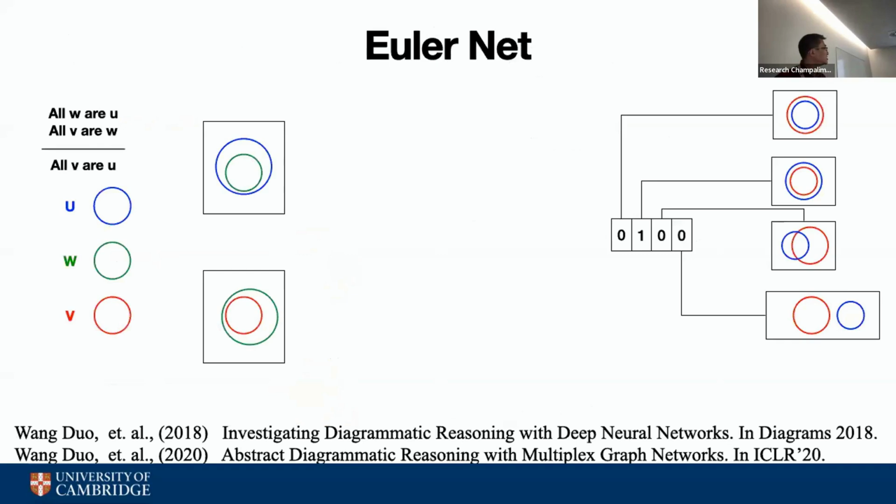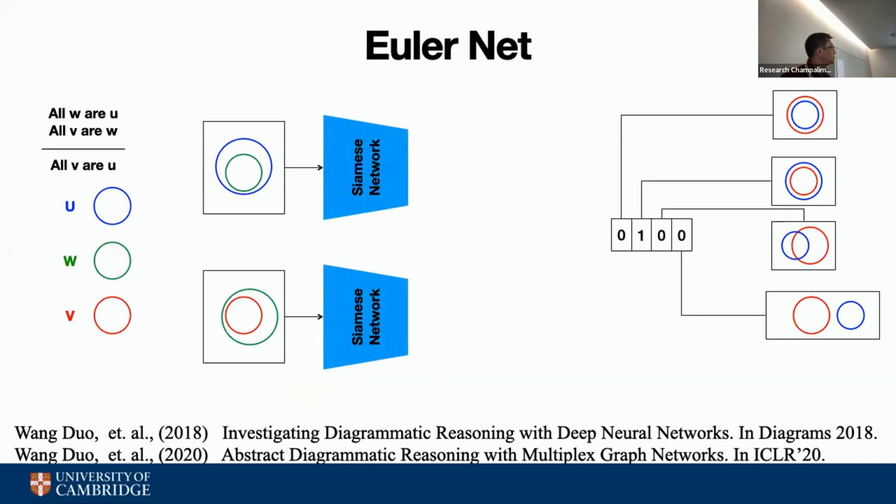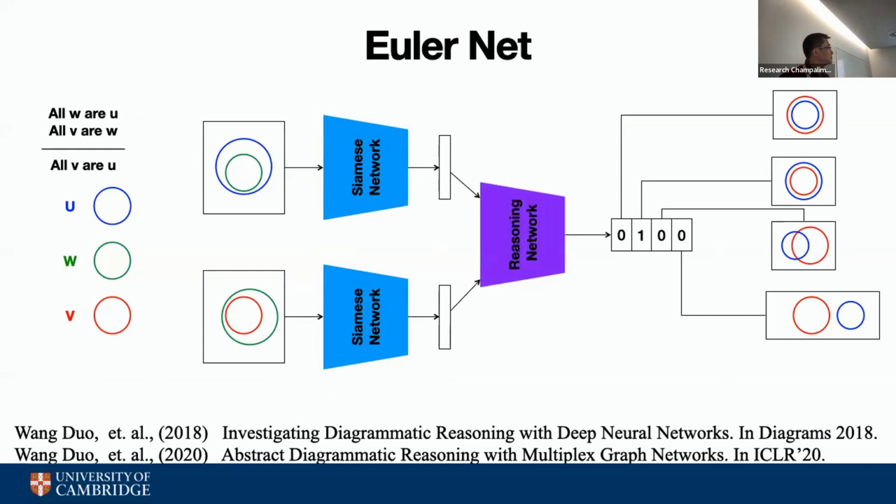Actually, the Euler net was designed in this way by our colleagues in 2018 and 2020. They use a CNN to encode the input image, and then use a reasoning network to give the output. To simplify the task, the output is a flag to denote the relation between red and blue.